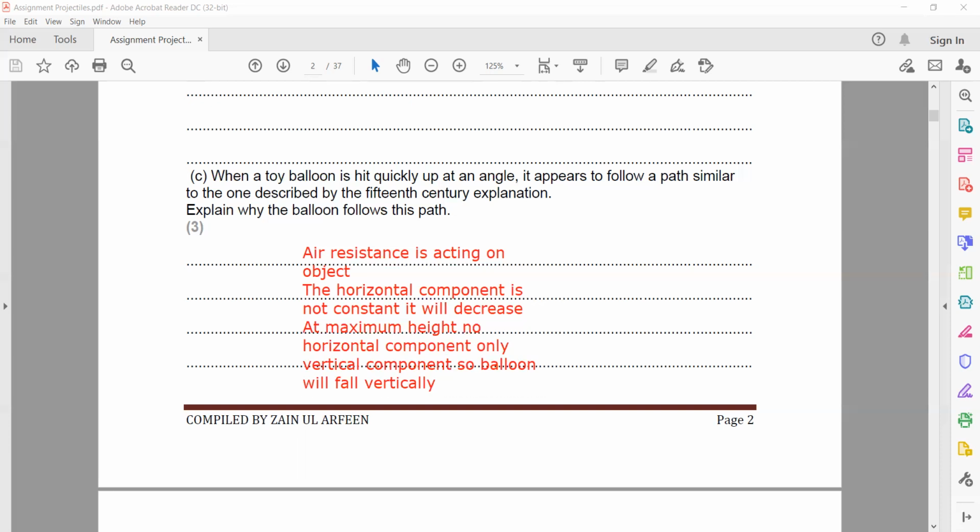So basically when this balloon is launched, it is having horizontal and vertical components, but the horizontal component continues to decrease, and the vertical component is also decreasing because it is decelerating. But when it reaches a maximum height, only gravity is acting, and because of this gravitational pull, it will come down.